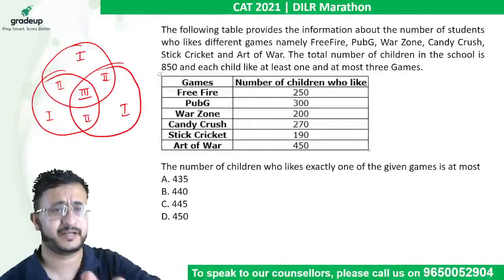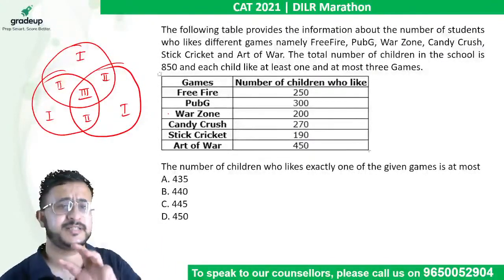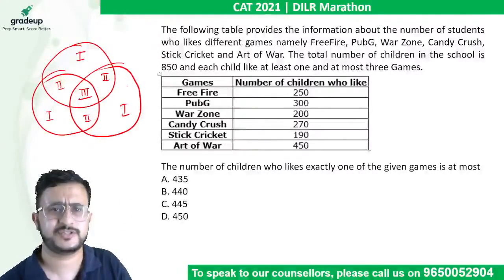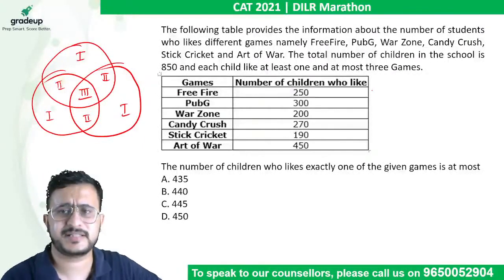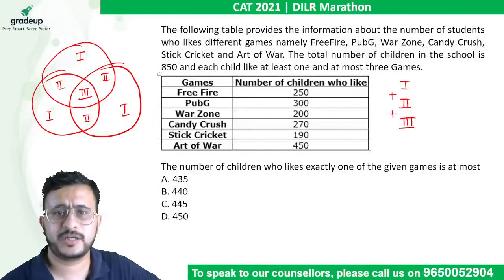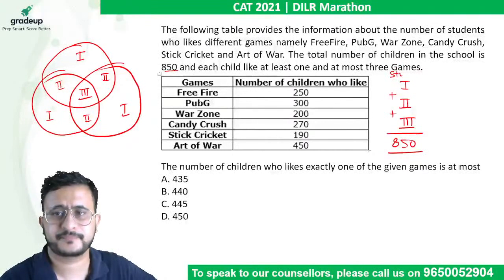Now this is not a Venn diagram. Generally, this is not a true representation, but visualize that there are some people who like one game, some people who like two games, and some people who like three games. So what is the total number of students? The total number of students is 850. This is about students.